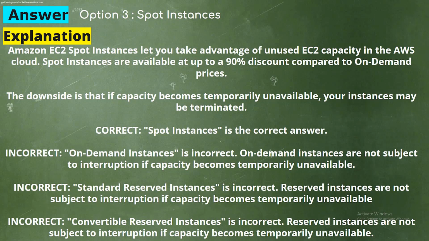Incorrect. On-demand instances is incorrect. On-demand instances are not subject to interruption if capacity becomes temporarily unavailable. Incorrect. Standard reserved instances is incorrect. Reserved instances are not subject to interruption if capacity becomes temporarily unavailable. Incorrect. Convertible reserved instances is incorrect. Reserved instances are not subject to interruption if capacity becomes temporarily unavailable.